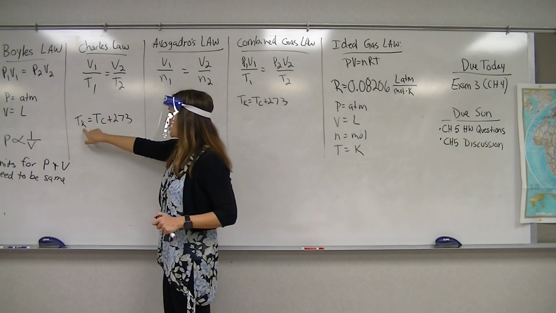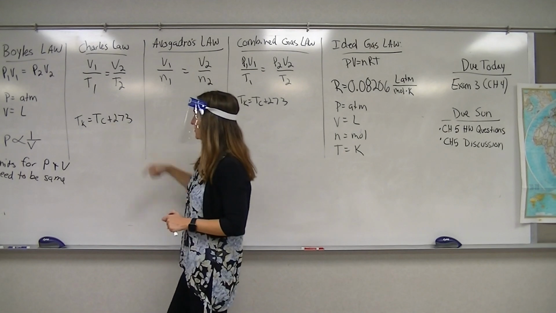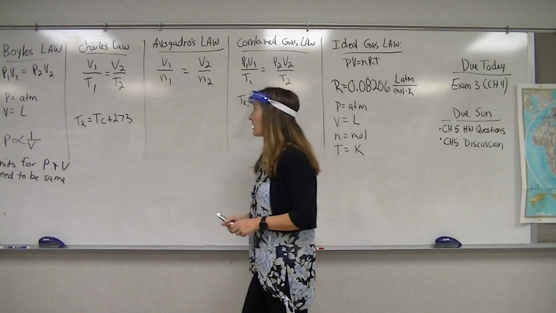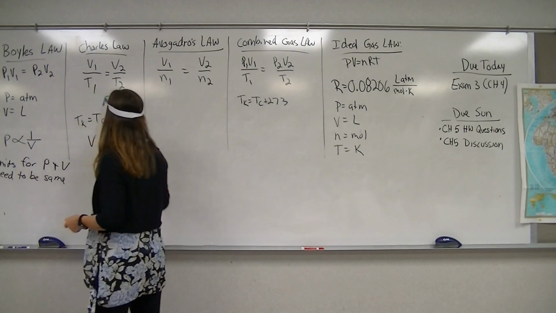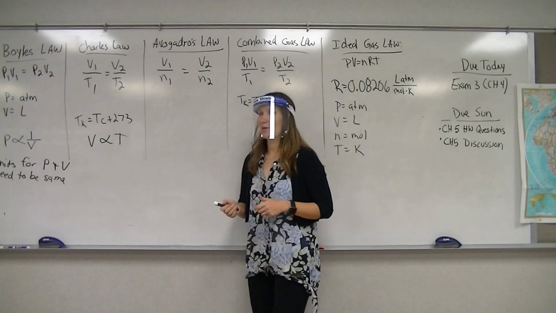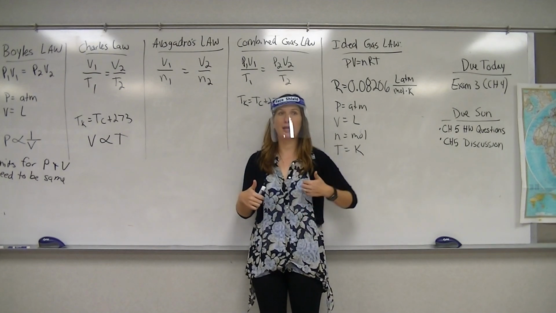To figure out Kelvin, you take whatever the degrees Celsius is and add 273 to it. And for this equation, we see volume and temperature are proportional. When I say they're proportional, if one goes up, the other is going to go up. So if I increase the temperature, I'm going to increase the volume.